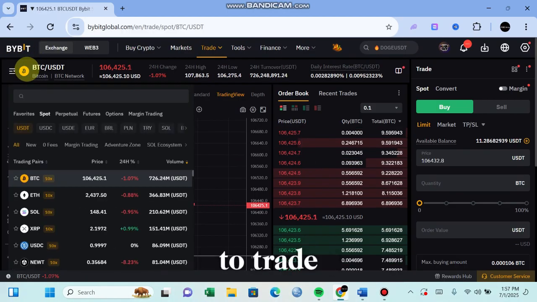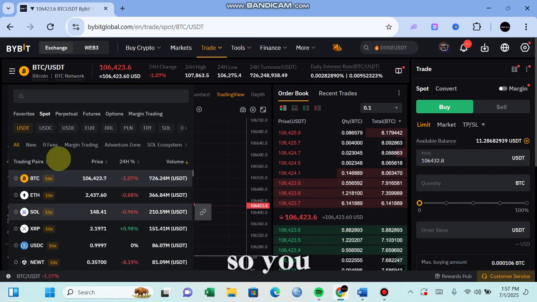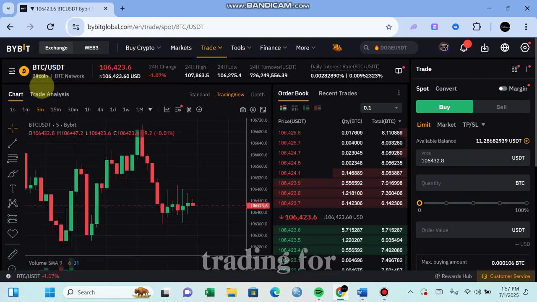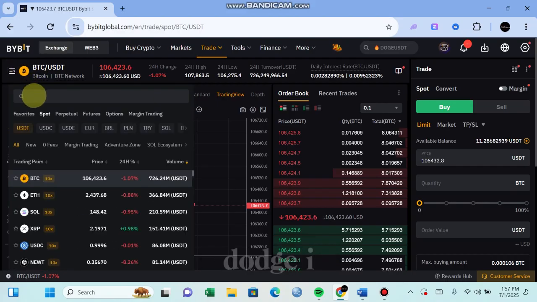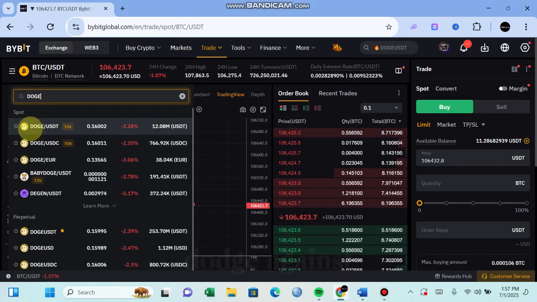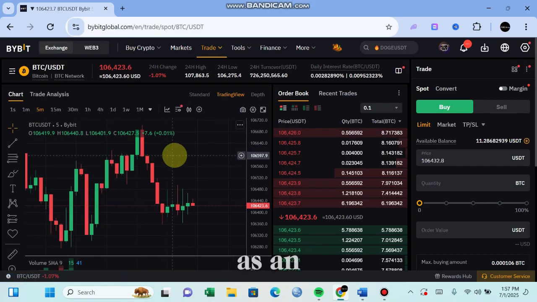So if you want to trade any coin, you can simply go to this place and search for the coin right here. So you are trading BTC against USDT or ETH against USDT, getting spot trading. For example, if I want to trade Doge, I can simply search for Dogecoin, DOGE. So bring it up, I can see Doge against USDT. For the sake of this, we will make use of BTC as an example.